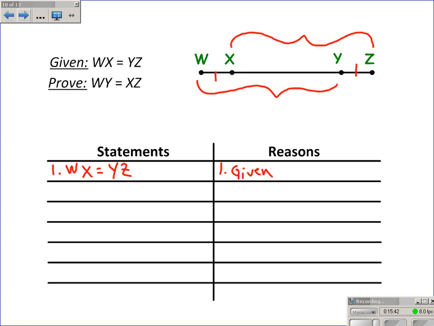Now, let's think about why this should be true. Well, the only thing we could really use is looking at XY, because that's in both intervals. So let's see here. I can add the same thing to both sides of my equation by the addition property of equality. So I'm going to add XY to both sides of the equation.